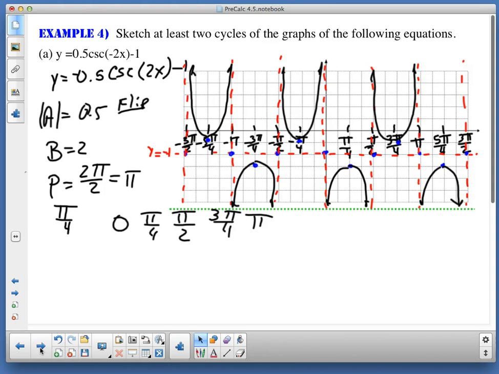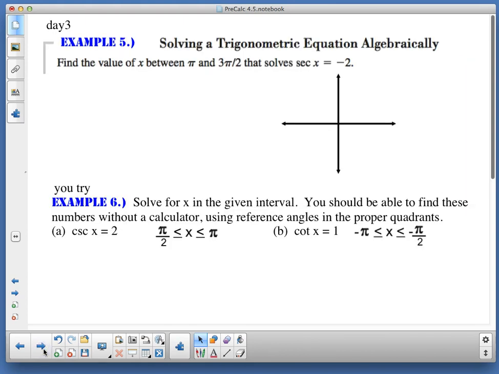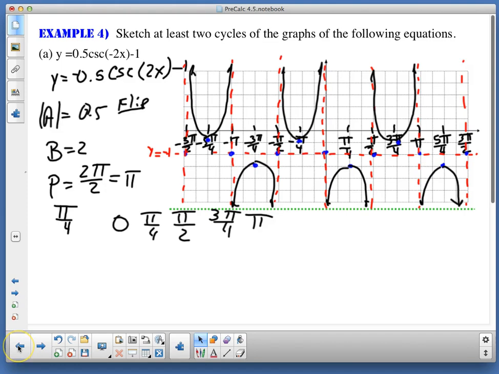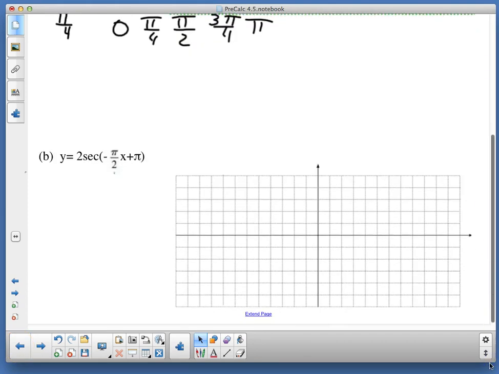Sketch at least 2 cycles of the graph of the following equations. We got one left. I lied, wrong page, got to go down, okay? Now, this is secant. I will do everything with this that I would with cosine.